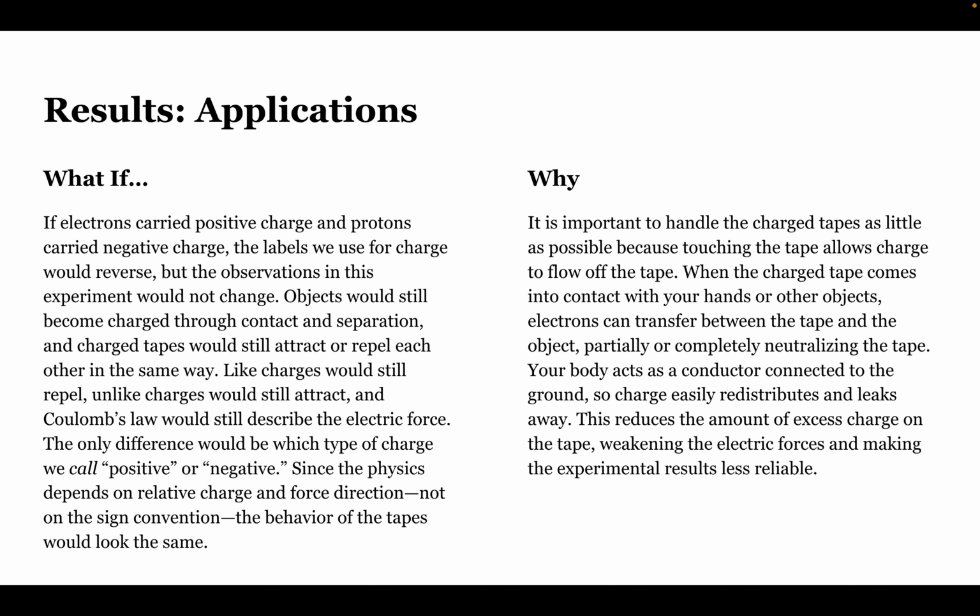Application and results. So what if electrons carried positive charge and protons carried negative charge? The labels we use for charge could reverse. Objects would still become charged through contact and separation, and the charge states would still attract and repel in the same way. The only difference is which type of charge we call positive and negative, which doesn't really matter, since the physics depends on relative charge and force direction, not on the sign convention. The behavior of the tapes would look the same.